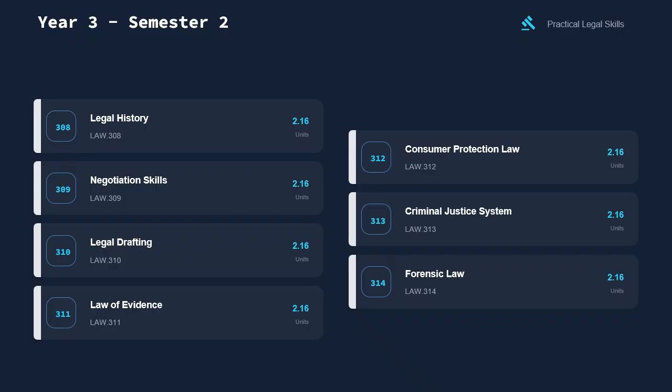Real-life example: after Twombly/Iqbal, complaints must allege plausible claims, not just conclusory statements. A well-drafted complaint identifies elements, facts, and legal theories clearly. Practical application: lawyers draft pleadings that survive motions to dismiss. Students practice issue spotting and factual allegation. They learn to balance detail with brevity.